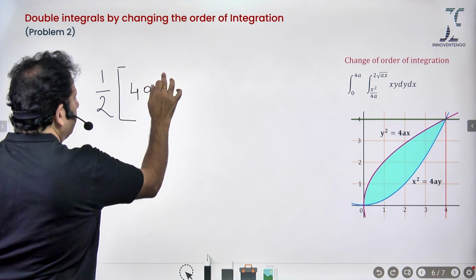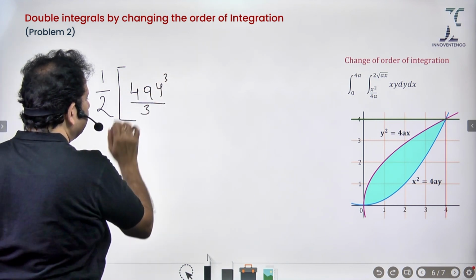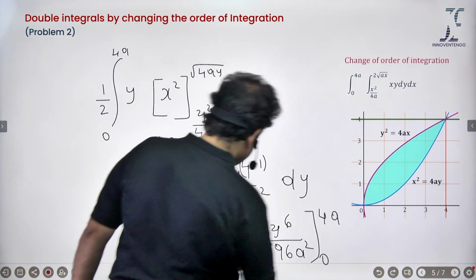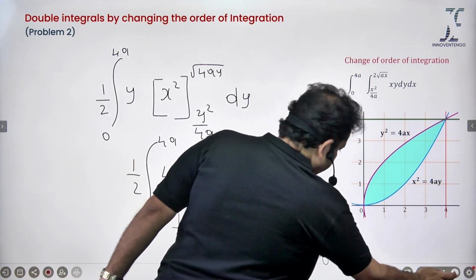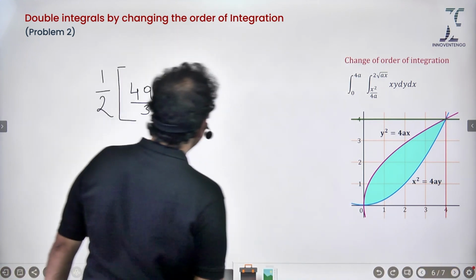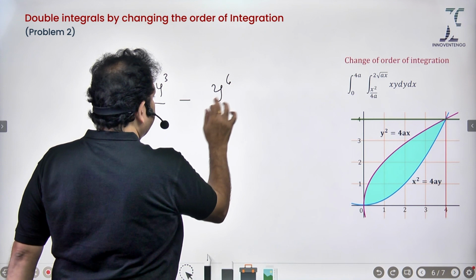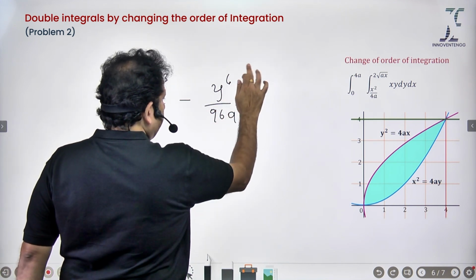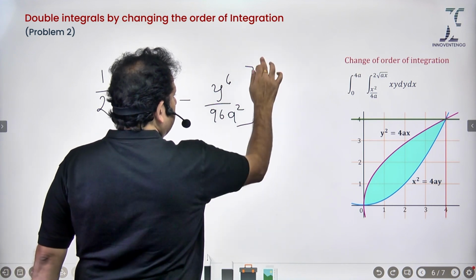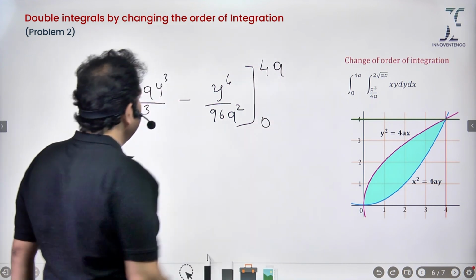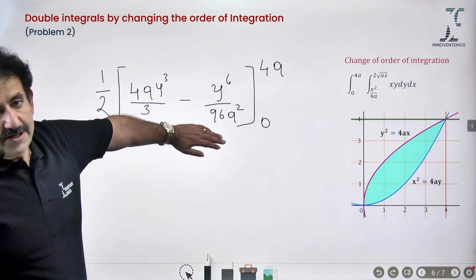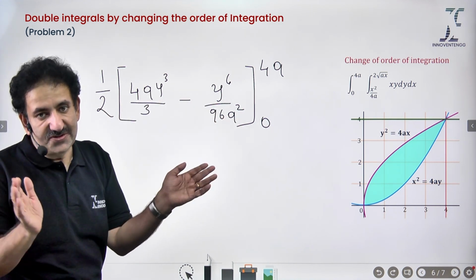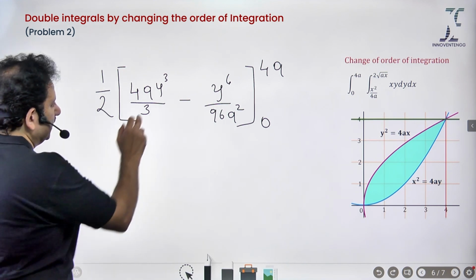4a y cube by 3 minus what you have here is y power 6 by 96 a square. So y power 6 by 96 a square. So 0 and 4a. In a situation like this, you don't have to worry about the lower limit, because the moment you put the lower limit, everything simply goes to 0. So only about the upper limit.